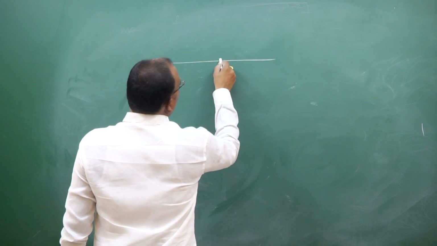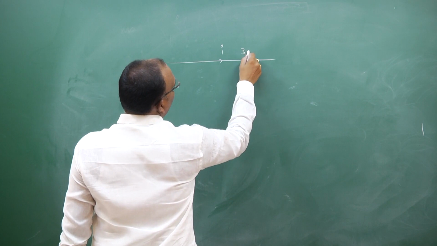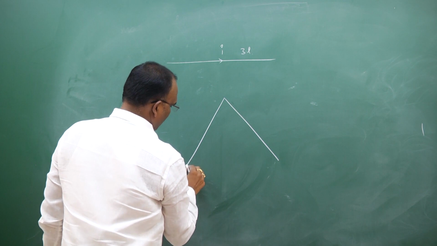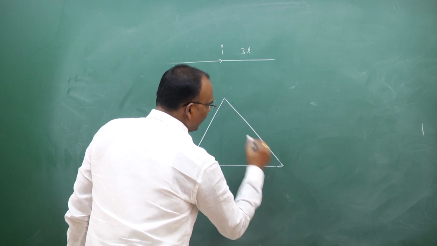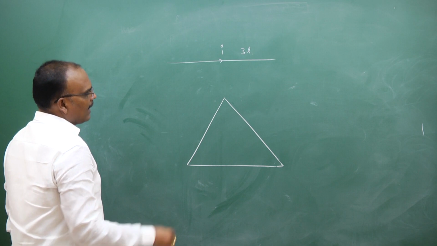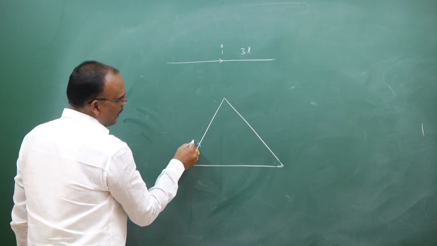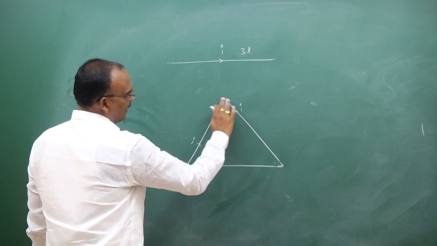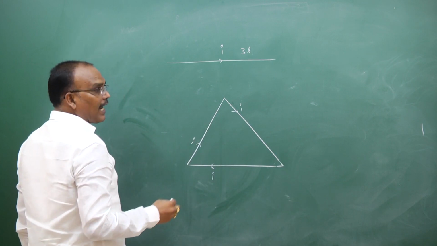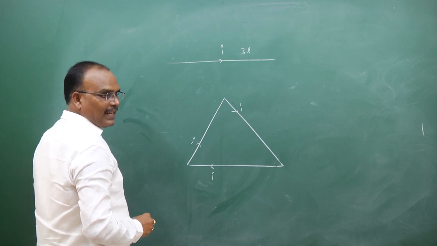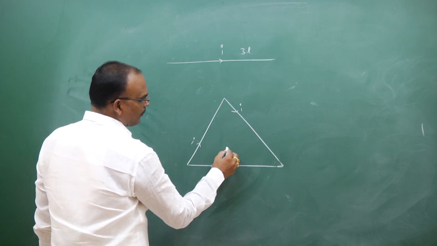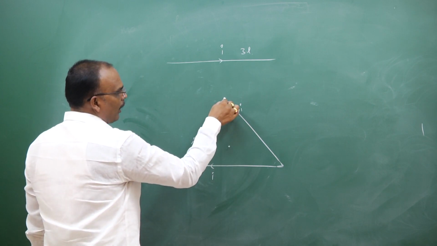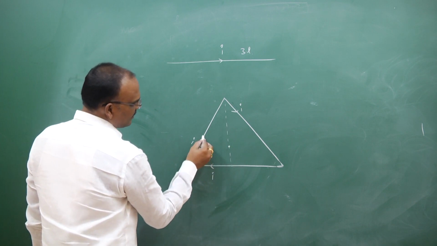See, a current carrying conductor carrying current I, of length 3L, is bent in the form of an equilateral triangle. For example, current is passing like this, in clockwise direction. I need to calculate the magnetic field at the centroid of the equilateral triangle. The centroid is the point of intersection of the medians.